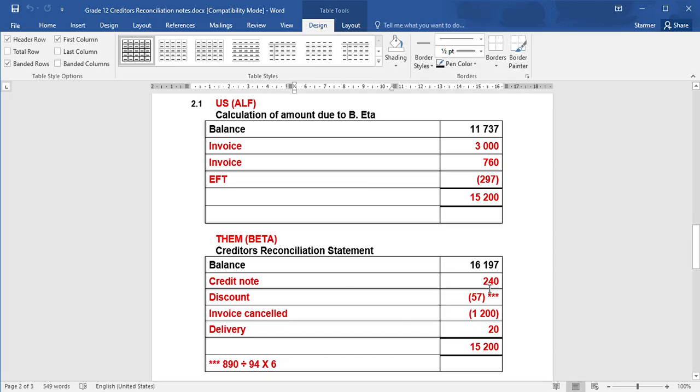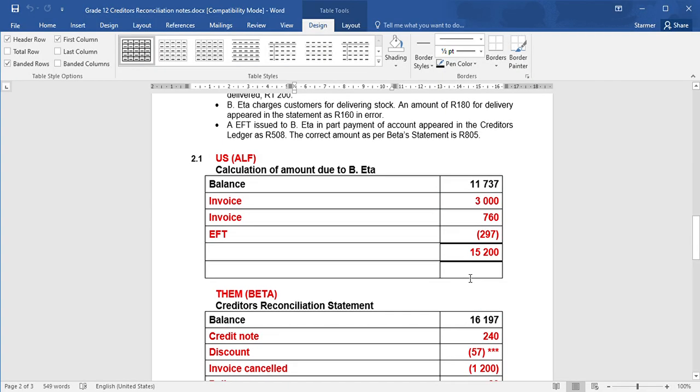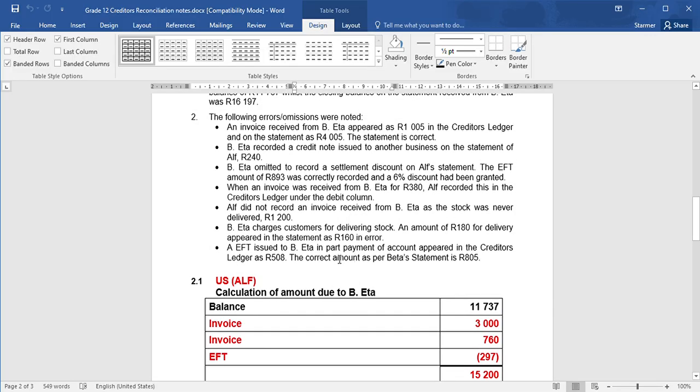We didn't return anything, so they decreased our account by mistake, so we're going to add the 240 there. Alright, then the next one. Beta omitted to record a settlement discount on ALF's statement. Then they give the EFT payment of 893 was correct, and a 6% discount had been granted.